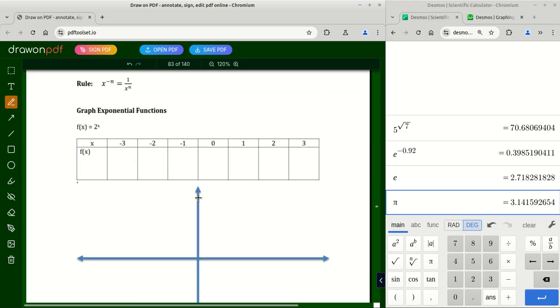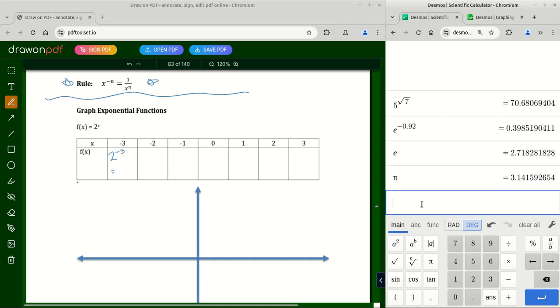Moving on. So it says graph these exponentials, and there's a little rule here. Okay, we already saw that. Let's move on. A negative in the power means you flip it in a fraction. So what we're doing is 2 to the -3, and it says, what is that? And good thing we got a calculator. So here you go. It's 1/8.